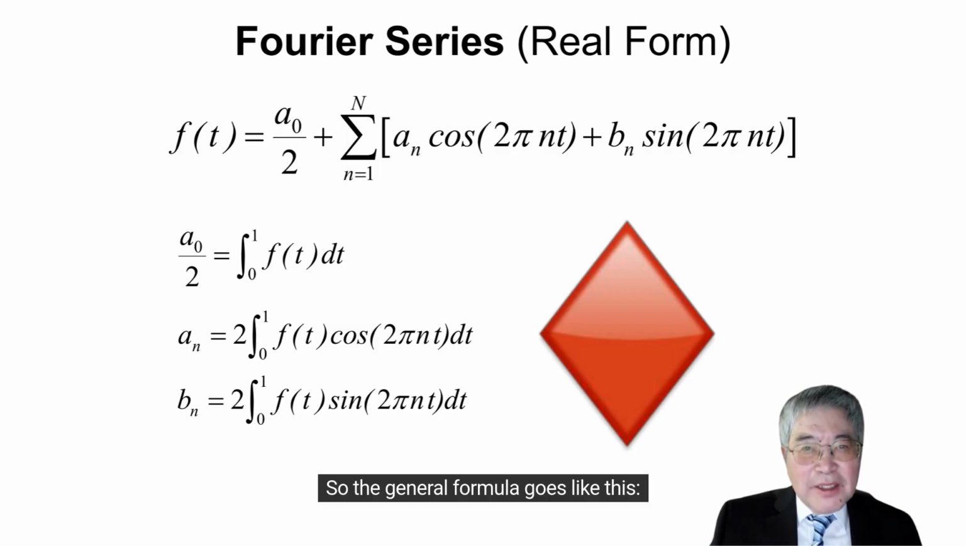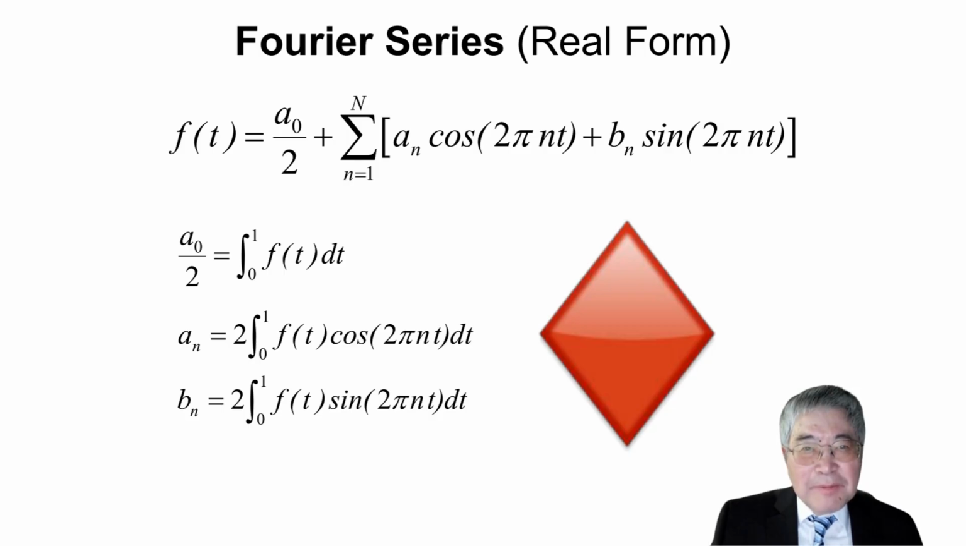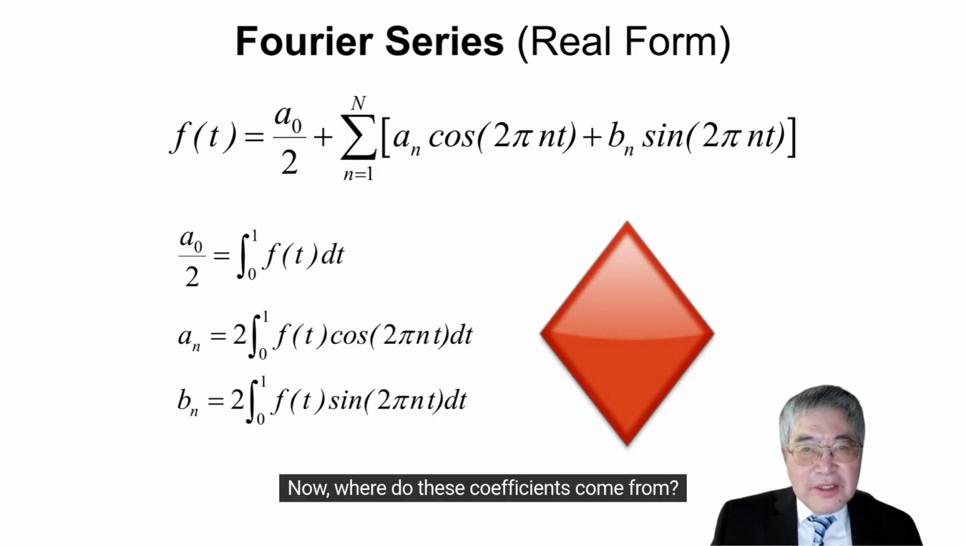So the general formula goes like this. f of t equals a0 over 2 plus the sum from n equals 1 to N of an times cosine of 2 pi nt plus bn times sine of 2 pi nt. Now where do these coefficients come from?